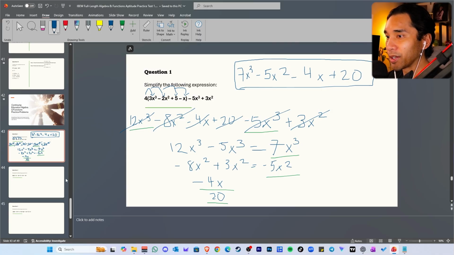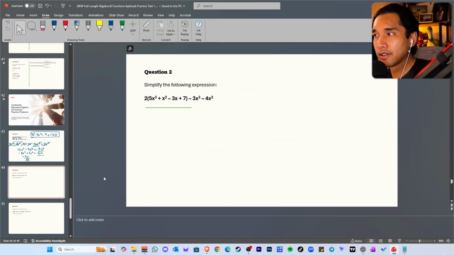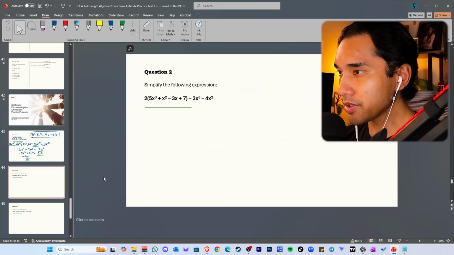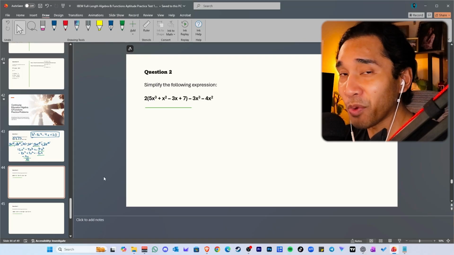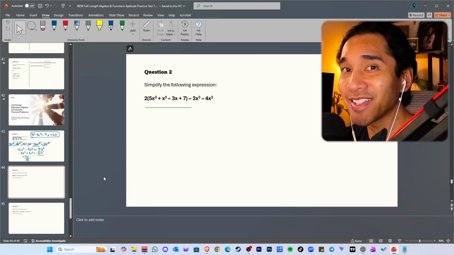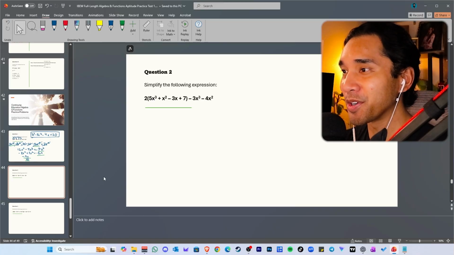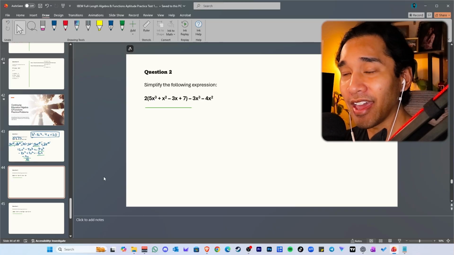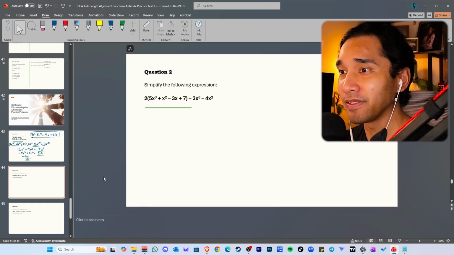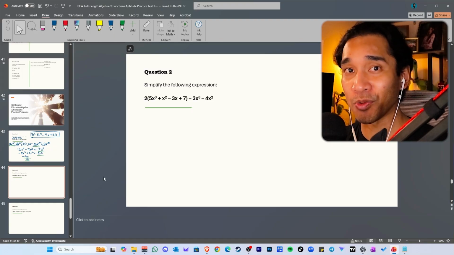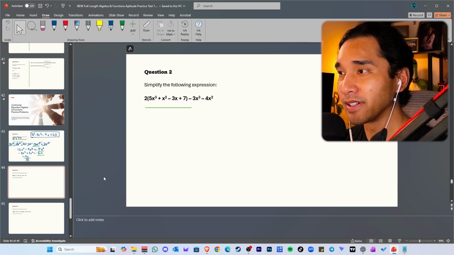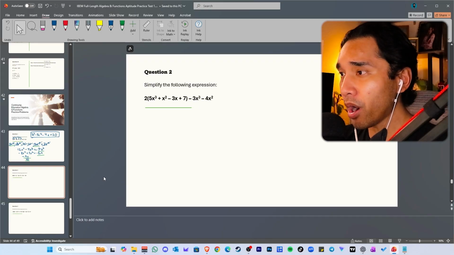All right, let's go on to question number 2. Simplify the following expression. So when I'm doing these problems, do not just wait for me to solve them. Pause the video and solve them yourself, and then see if you got the same answer I did. Or maybe you got a different answer and my answer's wrong. Challenge me in the comments, and then we'll go over the problem together, and maybe I got them wrong.